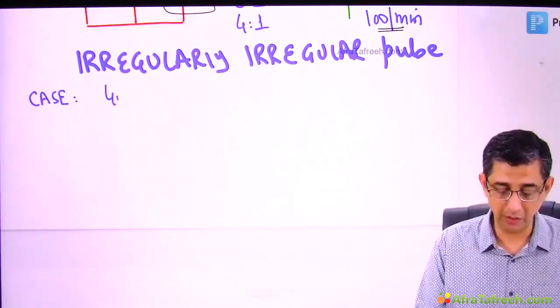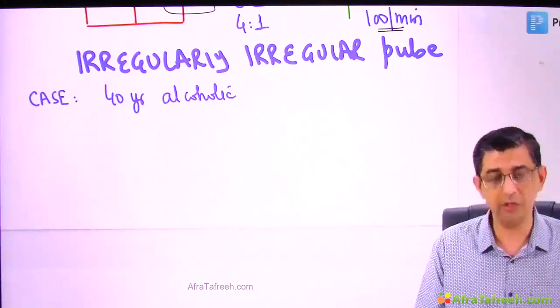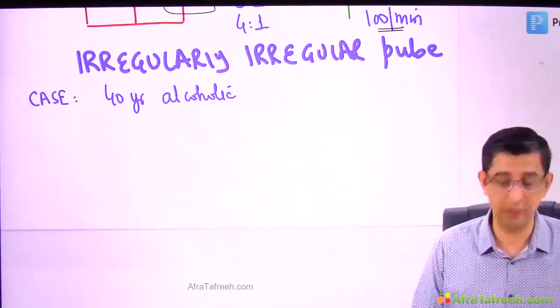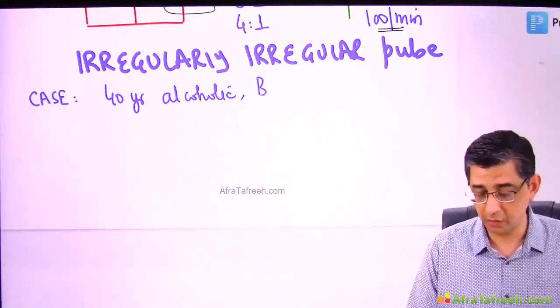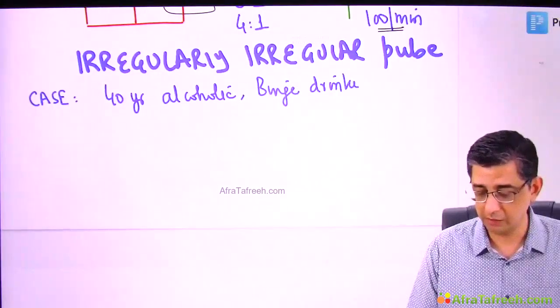This is a 40-year-old guy. He's a hardcore alcoholic. He needs a bottle of alcohol every day. And today it was maybe a marriage party in the family. So he and his friends are doing binge drinking. Now his friends and he are thinking that it's a very cool thing to do.